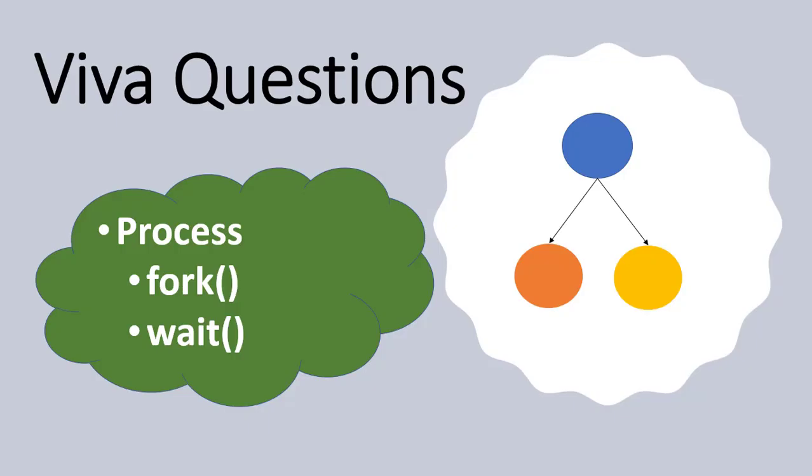Hello everyone. Today we are going to cover viva questions related to process creation. So we will cover questions related to the fork and wait system call.